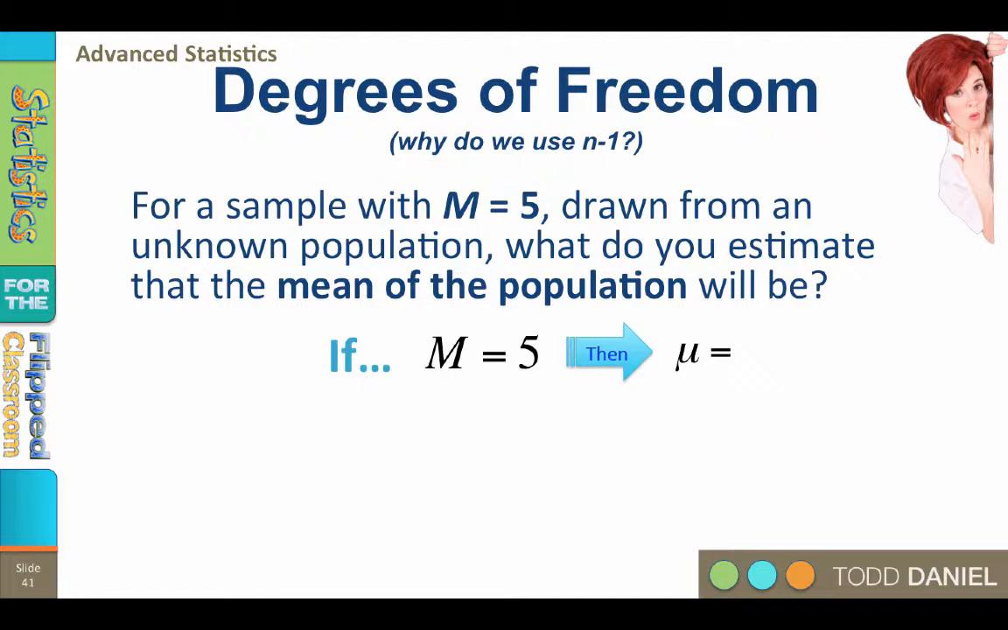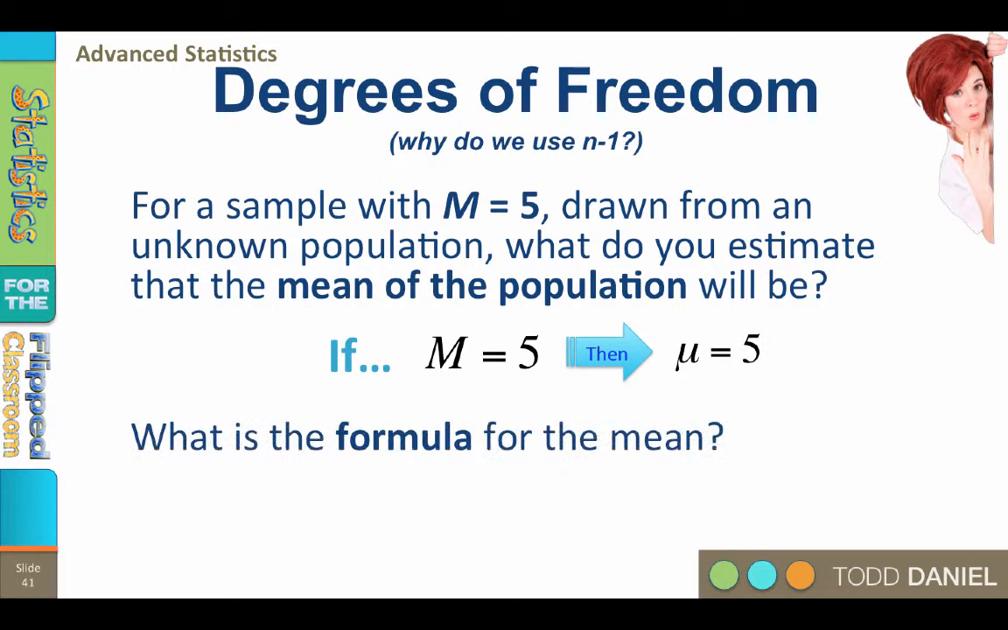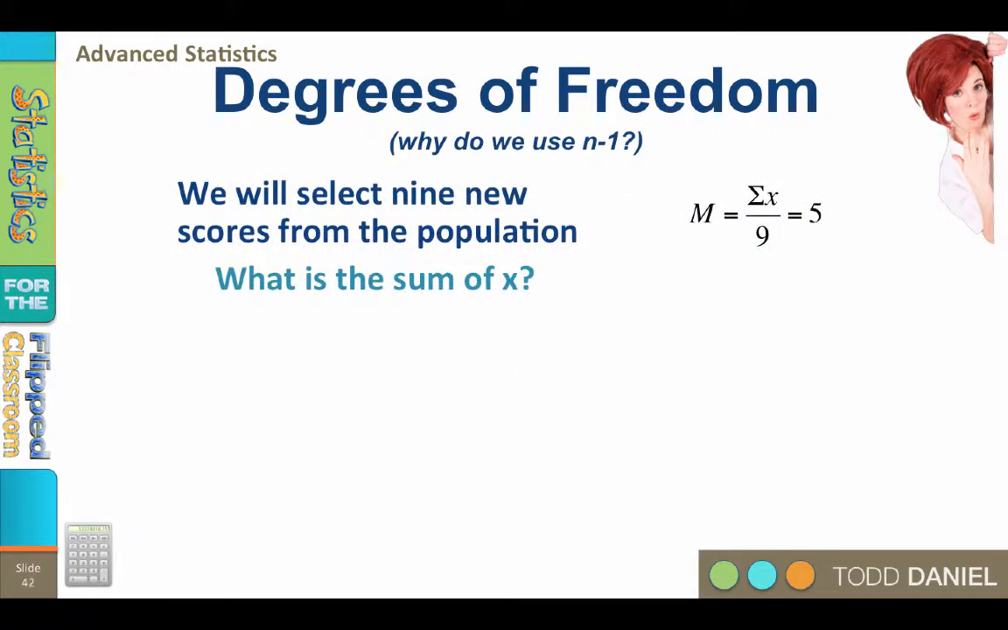Because the sample mean is the best estimate of the population mean, we estimate that the mean of the population will be 5. So what is the formula for the mean? The mean is the sum of x divided by n, which we estimate must equal 5. So we are now going to select 9 new scores from this population with an estimated mean of 5. The sum of x divided by 9 equals 5. So what is the sum of x?